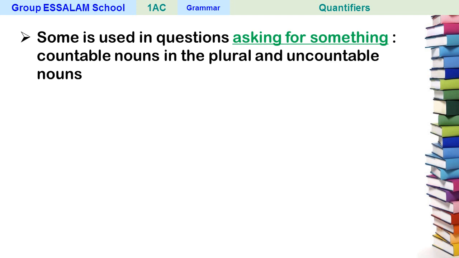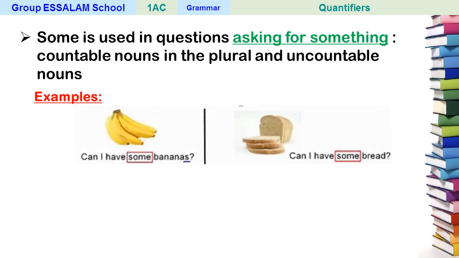Let's see the second rule about some. Some is used in questions. Remember, guys, in questions asking for something, which means requests. Okay? Requests. And also with both countable nouns in the plural and uncountable nouns. Examples: can I have some bananas? So bananas is a plural noun, is in the plural, yes or no? It is a countable noun. Banana is a countable noun, and here it is in the plural.